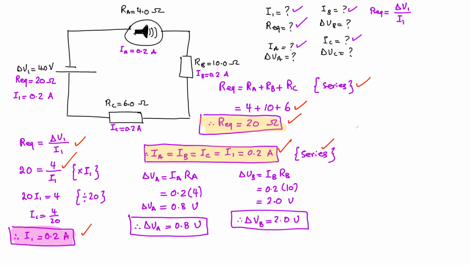And I'm going to do the same thing for C. Potential difference across C is equal to I_C R_C, which is 0.2 times R_C, which is 6, which is going to give me 1.2 volts. And delta V_C is equal to 1.2 volts.